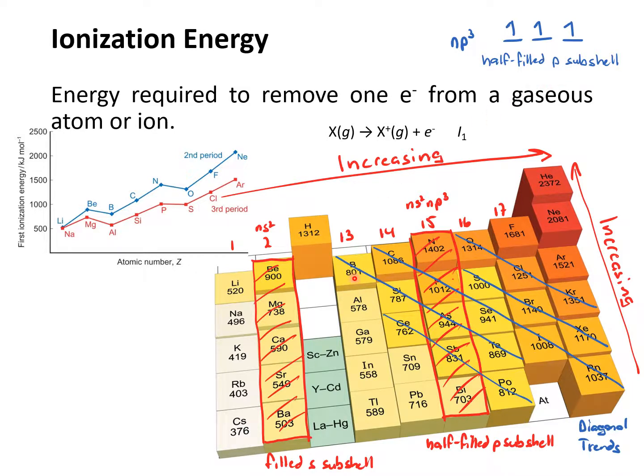There's also another trend in terms of ionization energy, and that's a diagonal trend, where we see that as we go across a diagonal from top left to bottom right, the ionization energies are very similar. This is due to the fact that the effective nuclear charge increases as we go across a period, but it decreases as we go down a group. So those two effects somewhat cancel each other out. This is an example of a diagonal trend.